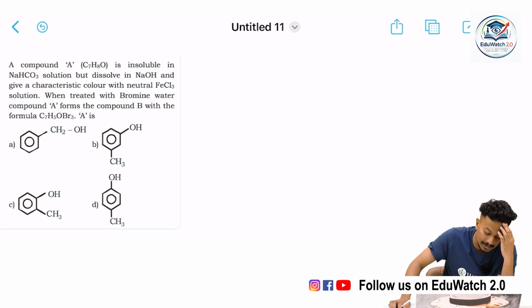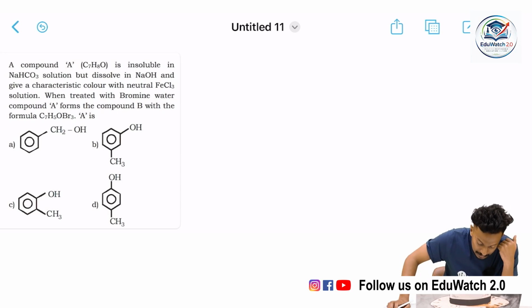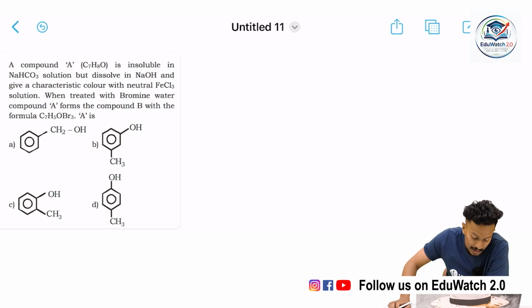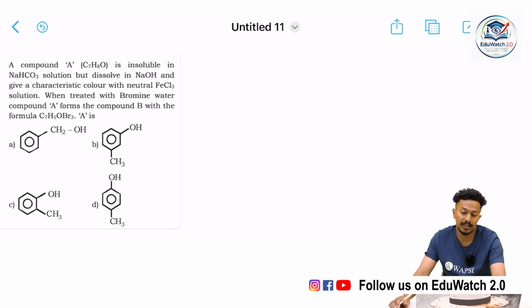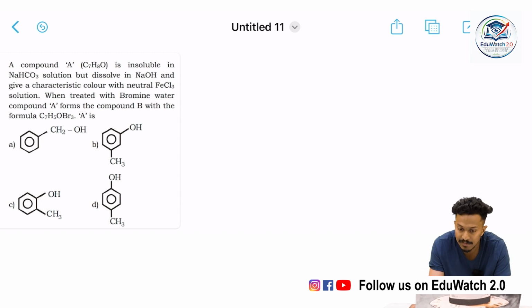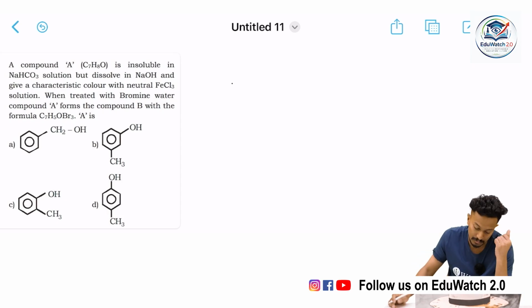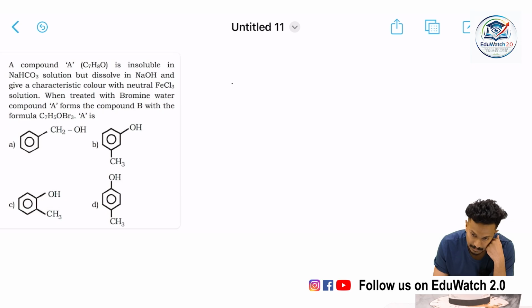A compound A is insoluble in NaHCO3 solution but dissolves in NaOH and gives a characteristic color with neutral ferric chloride solution. When treated with bromine water, compound A forms compound B with the formula C7H5OBr3. You have to find out what A is. It's quite a long question actually. So compound A, C7H8O, is insoluble in sodium bicarbonate, which means it is a phenol-type alcohol. So we could say compound A might be an alcohol.